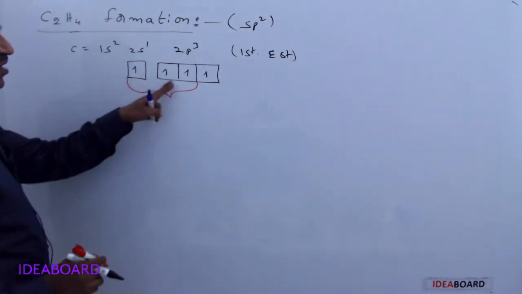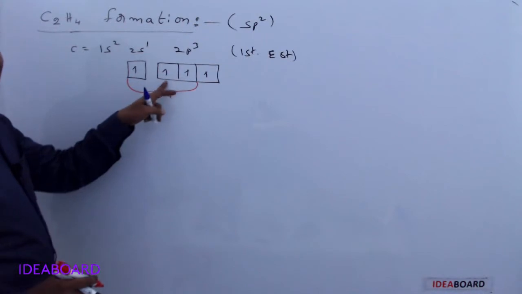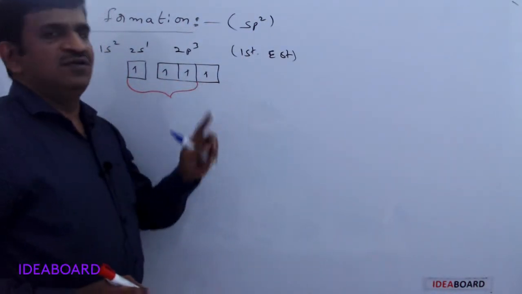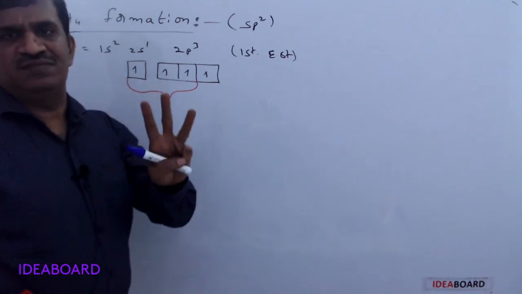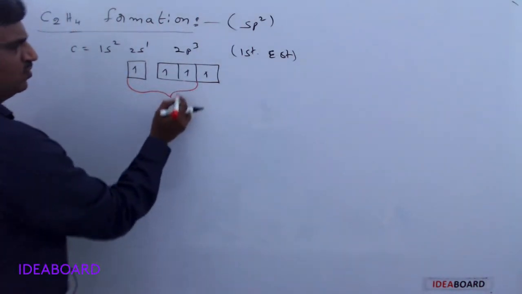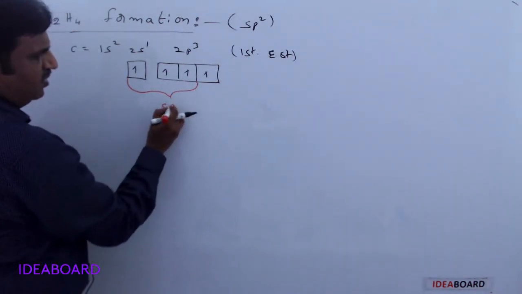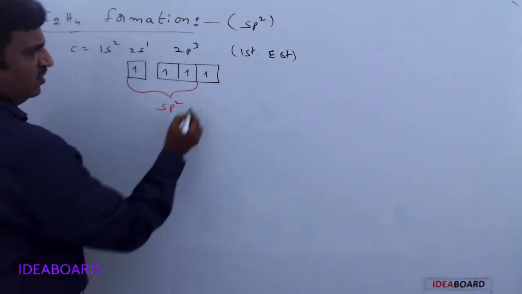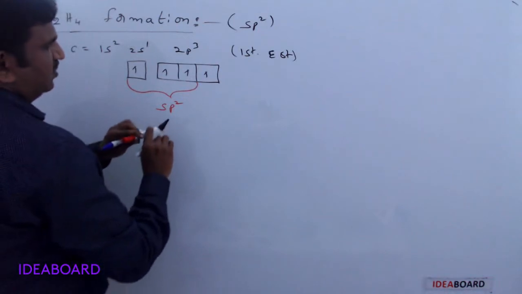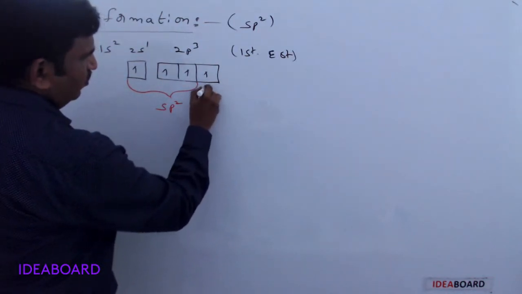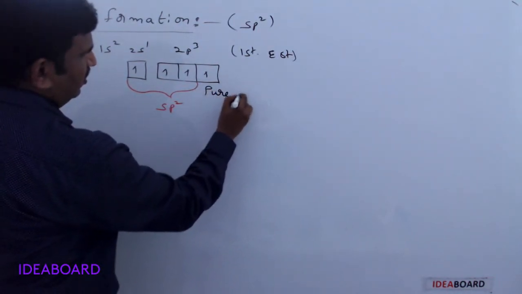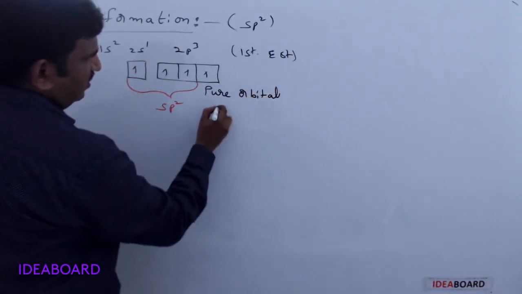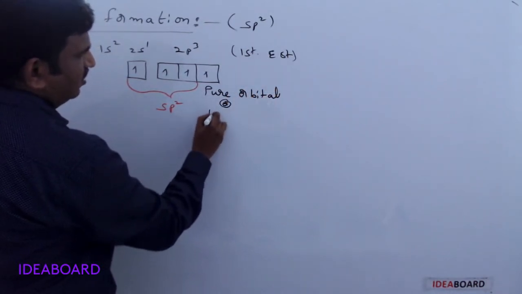It involves the 2s orbital and 2p orbitals. Very, very important: only 2 of the 2p orbitals are involved, not 3. So 2 p orbitals are involving and forming sp2. sp2 means we get 3 hybrid orbitals. And this remaining one is a pure orbital, or we can call it an unhybridized orbital.